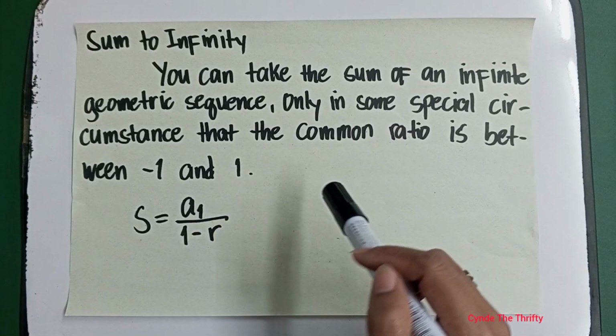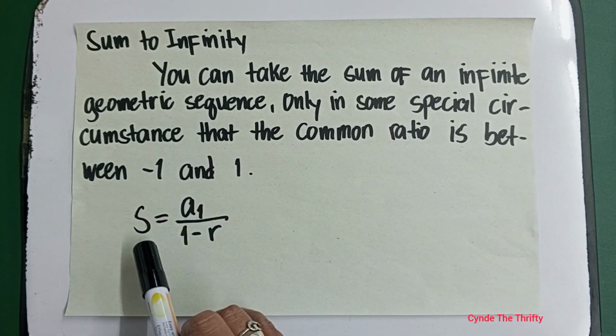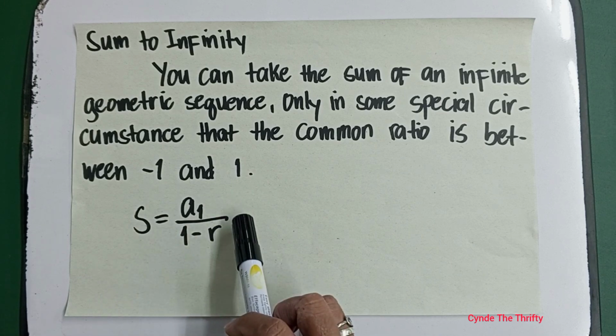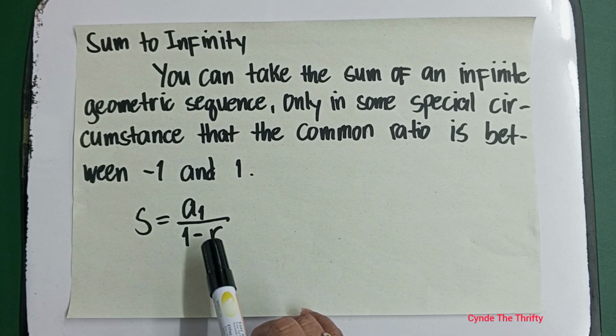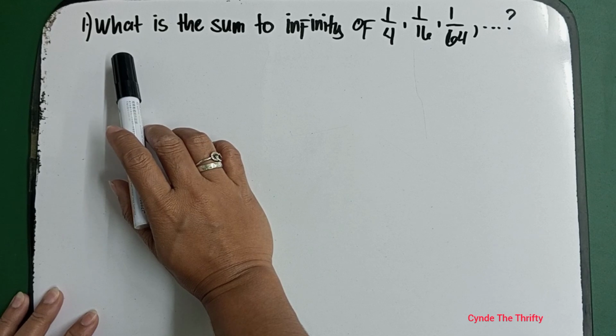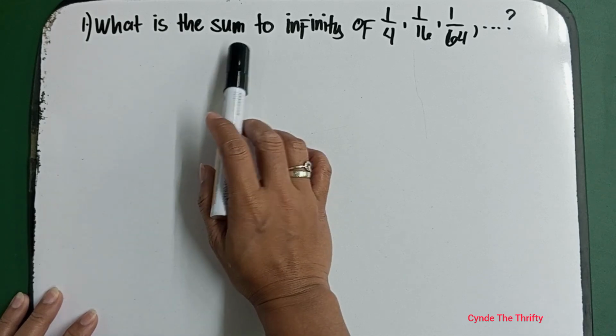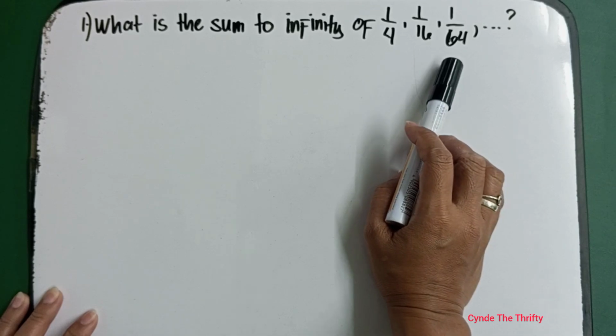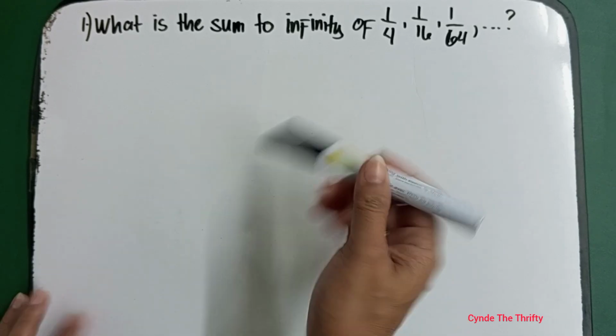At ang formula sa pagkuha ng sum to infinity is: sum to infinity is equal to the first term divided by 1 minus the common ratio. Example number 1, what is the sum to infinity of 1/4, 1/16, 1/64? Okay, so isolve natin siya.